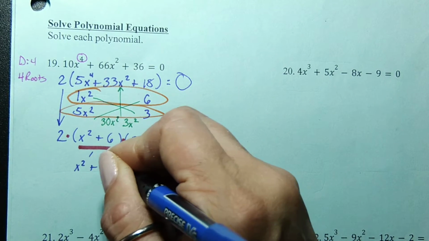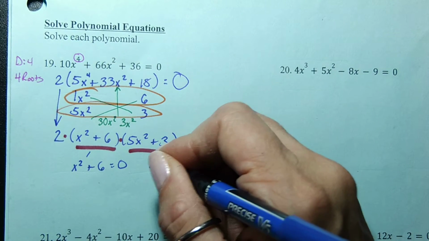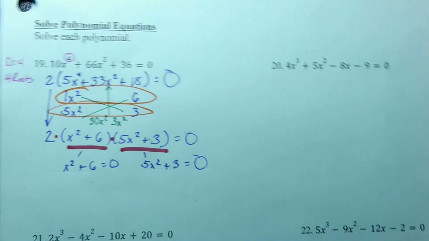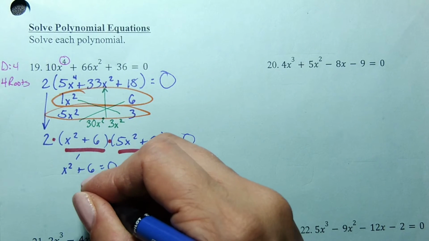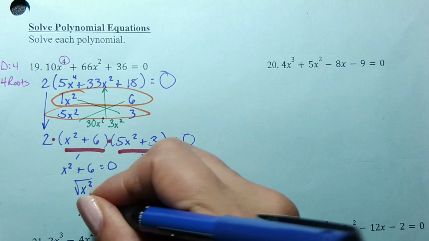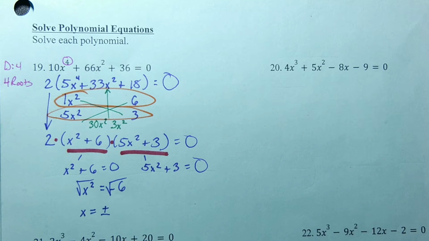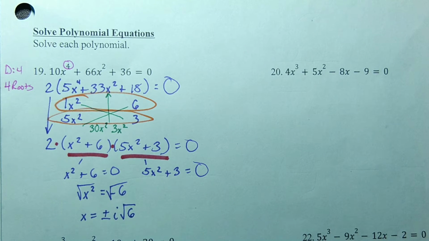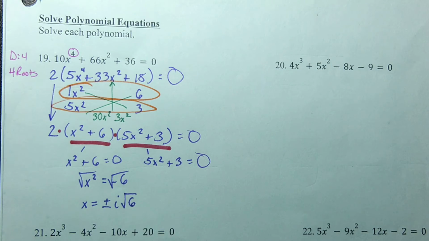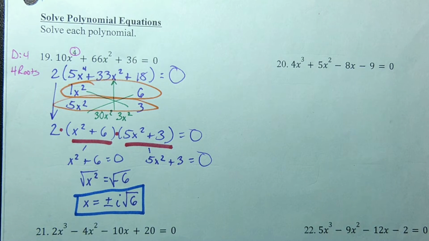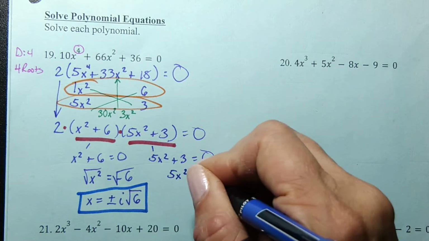And we said x squared plus 6 equal to 0, and 5x squared plus 3 equal to 0. We subtract the 6. Square root. And x is plus or minus... is it 6i or i rad 6? I rad 6. The 6 is not a perfect square, so that's going to have to stay underneath that radical. There's 2 roots.